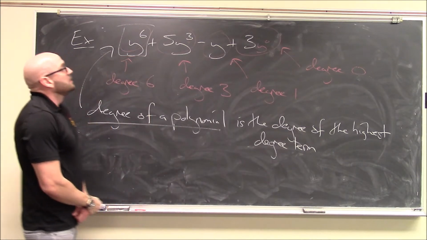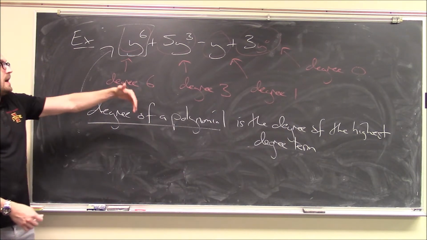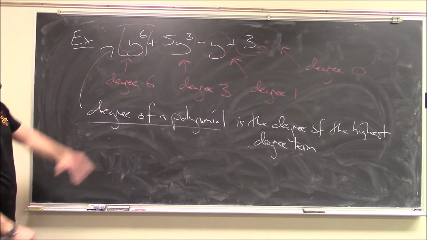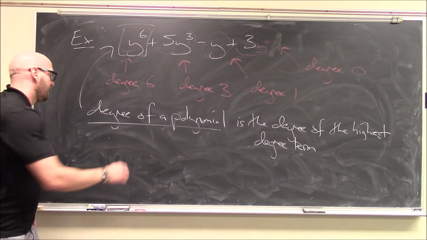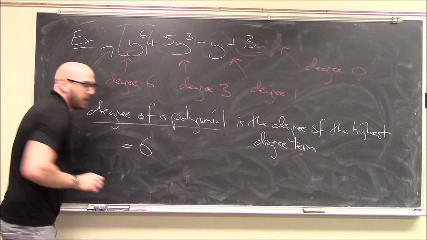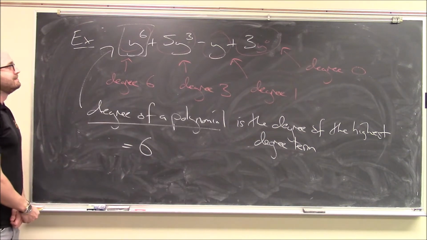And if you always write your polynomials in order of decreasing powers, decreasing degrees, then all you have to do is look at the leading term. Look at the first term in the expression, and this will tell me, so in this case, the degree of this polynomial equals 6.